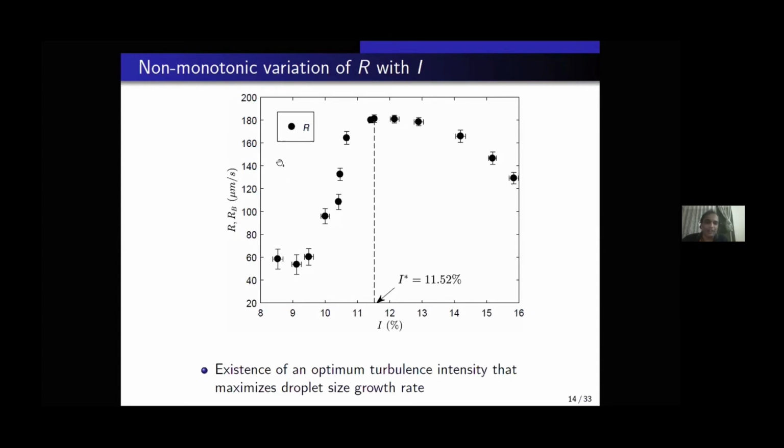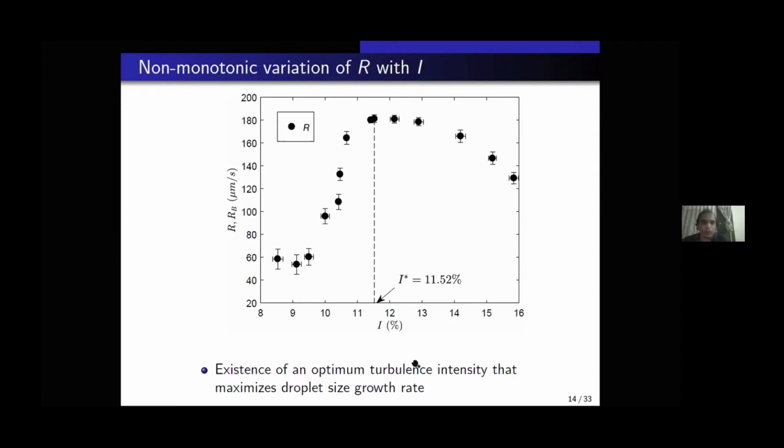You'll notice that the droplet size growth rate has increased by a factor of around 3, with just a turbulence intensity change from around 8 to around 11.5. So that is also an appreciable increase. So I want to point out both this significant increase in the droplet size growth rate and the fact that beyond an optimum value, the droplet size growth rate seems to decrease as a function of I. This is in some sense the main result, and we are trying to explain these observations.